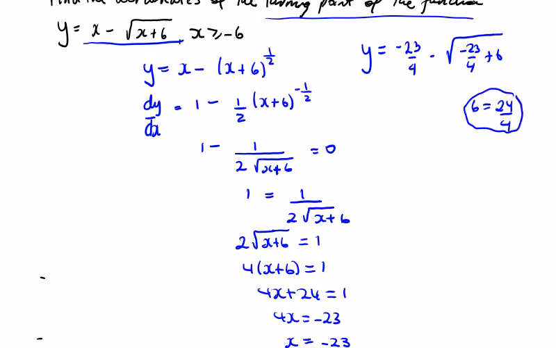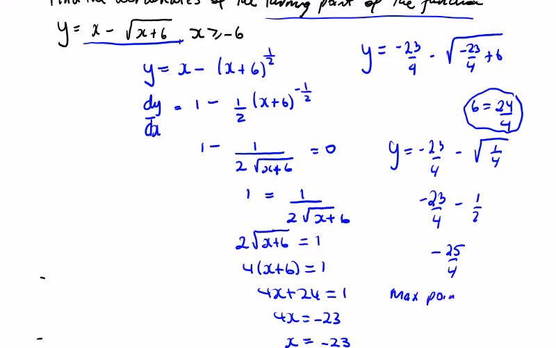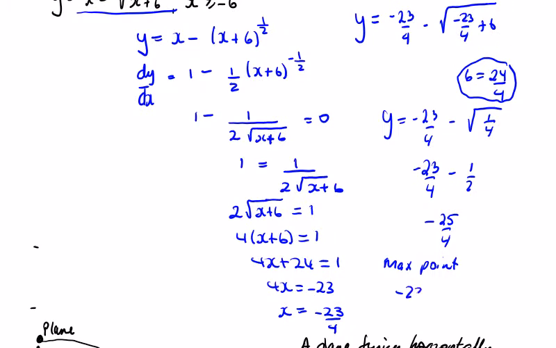So we're going to get just 1 over 4. So y is equal to minus 23 over 4 minus the square root of 1 over 4. And a half squared gives 1 over 4. So that's minus 23 over 4 minus 1 over 2, which is the same as 2 over 4, which is minus 25 over 4. So the max point is minus 23 over 4 and minus 25 over 4.